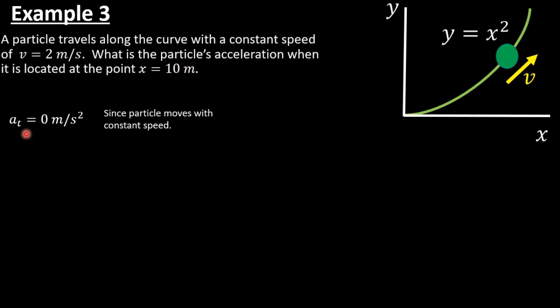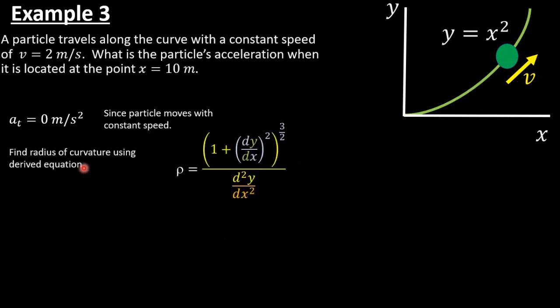A sub t is going to be 0 meters per second squared since the particle moves with constant speed. So the particle is moving along this curve with constant speed, so that means its tangential acceleration is going to be 0. So now we want to find the radius of curvature using our derived equation from earlier on. Hopefully you have this written down. If not, write it down now.